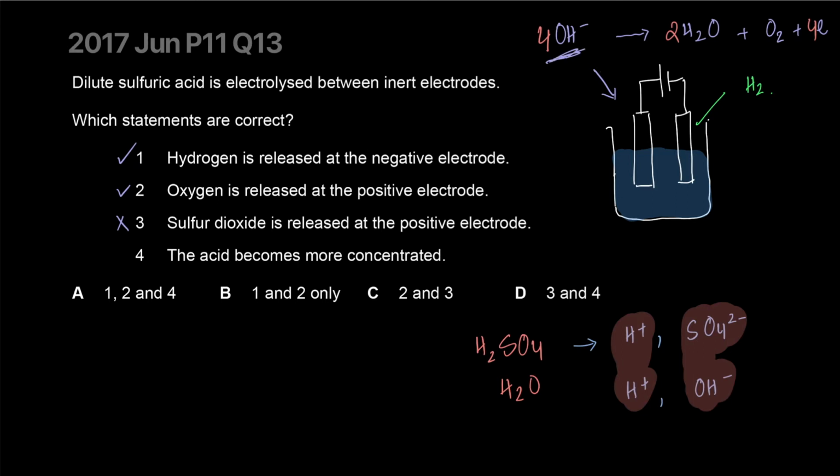The acid becomes more concentrated. I think they're right because the hydrogen is produced and the hydroxide ion is going away. So essentially these two are going away, leaving H plus and sulfate behind. And it is getting more and more acidic because the water levels are decreasing with the same amount of sulfuric acid. So this is also true. So our answer is 1, 2, and 4. The answer is A.